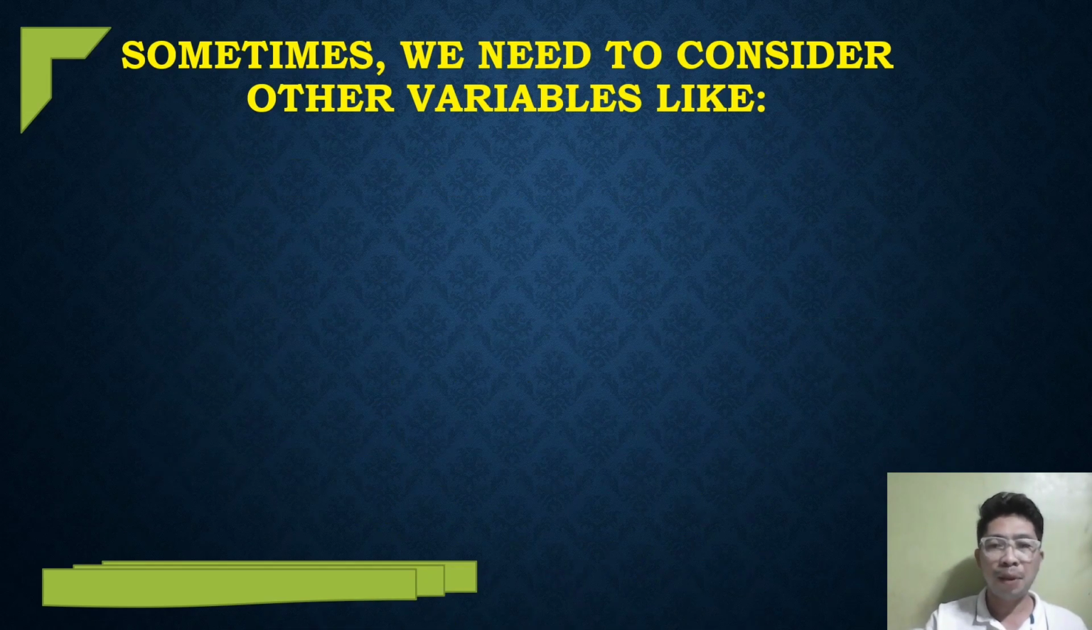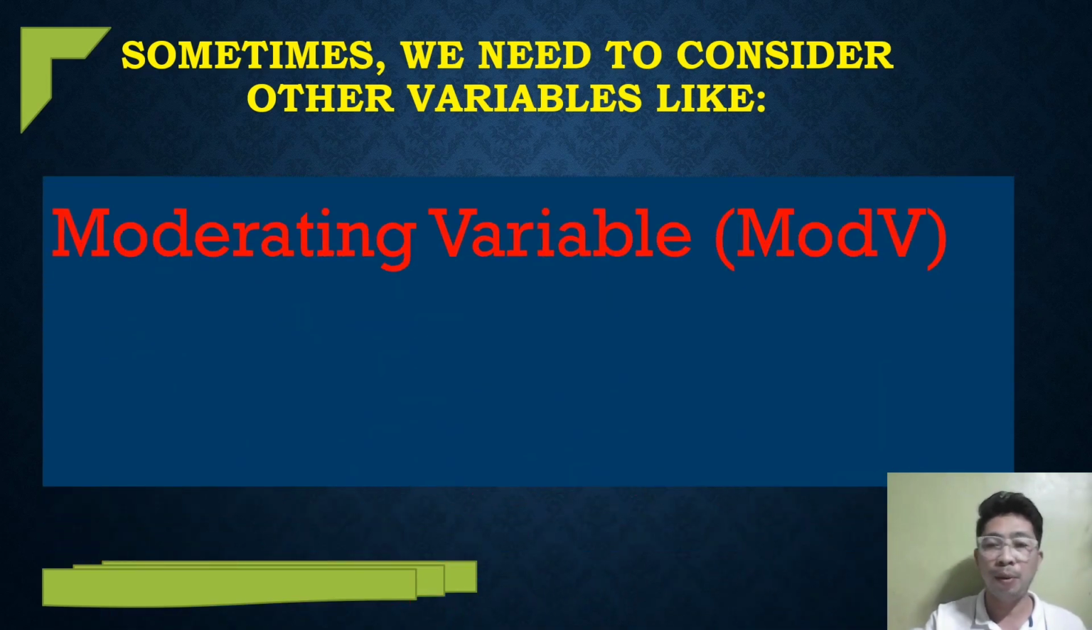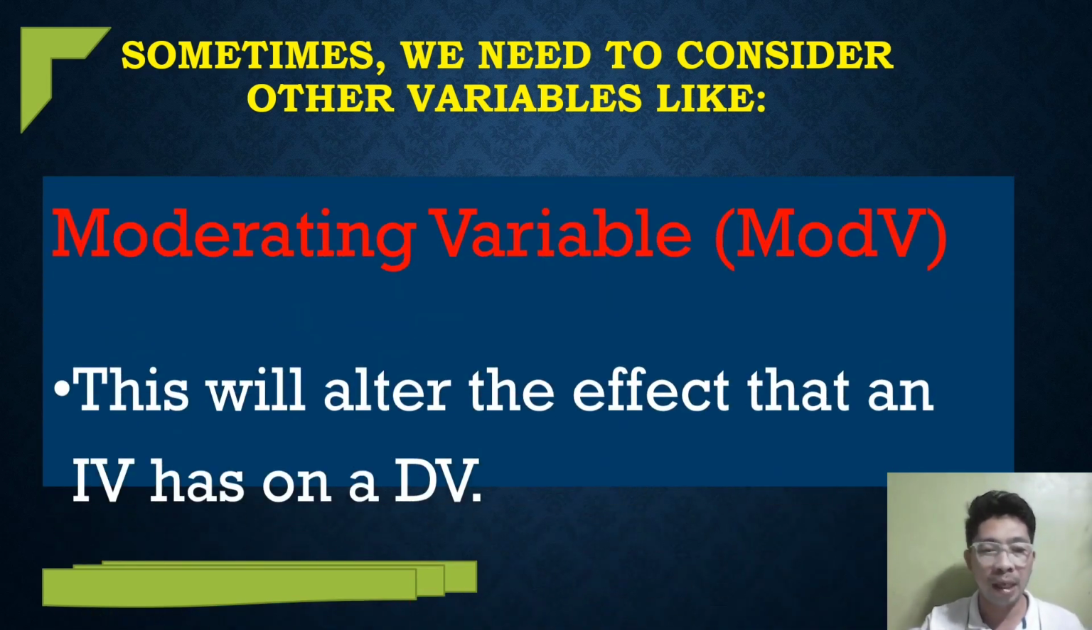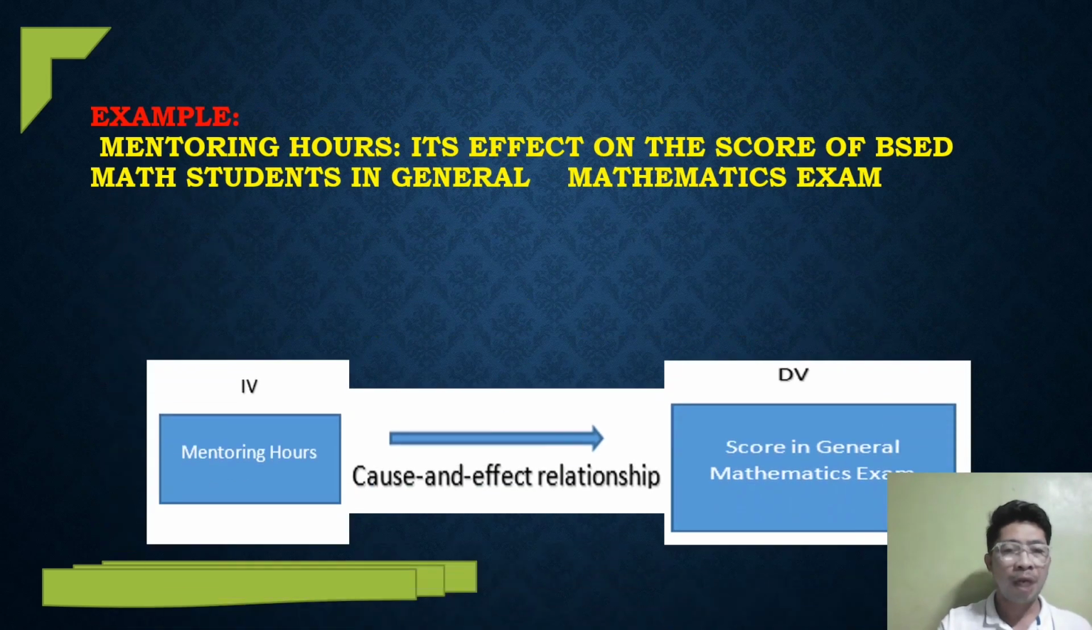Now, sometimes we need to consider other variables like we have this our moderating variable or mod V. Now, take note the function of this moderating variable. This will alter the effect that an independent variable has on a dependent variable. See, for instance, taking the same example, we have now the mentoring hours, its effect on the score of BS and Math students in General Mathematics exam.